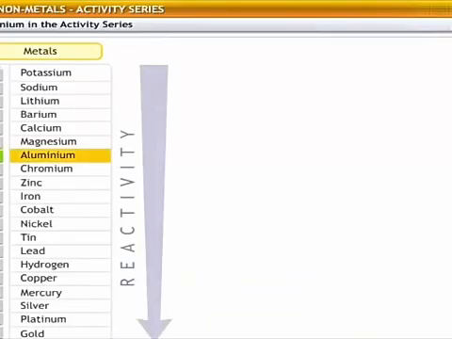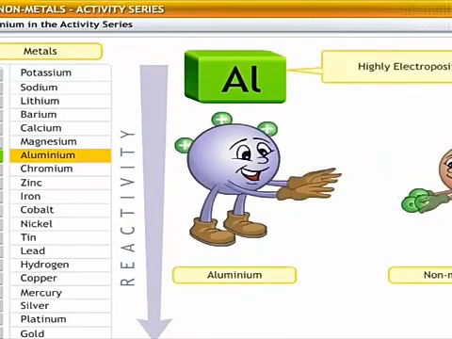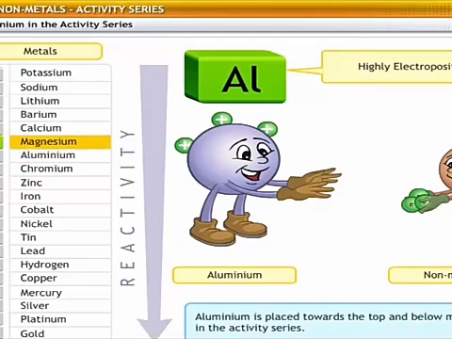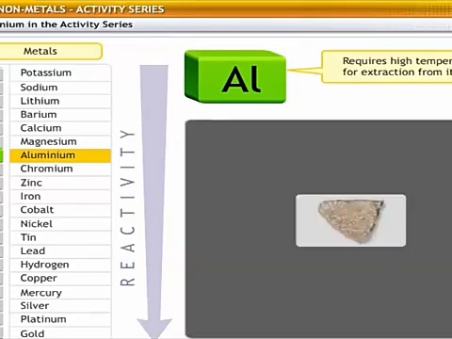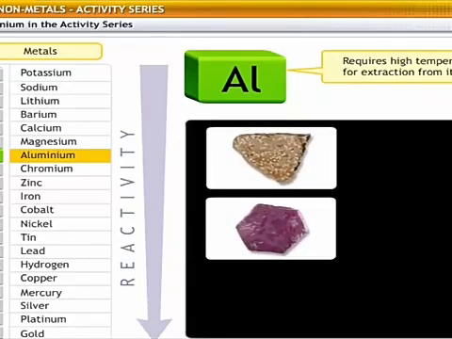Let's now take up aluminium, a well-known metal in the activity series, and analyze its properties as well as the method for its extraction. Aluminium is a highly electropositive element and so forms positive ions. Therefore, it is placed towards the top and below magnesium in the activity series. It is not viable to use carbon reduction as a method for extraction of aluminium because the metal needs to be heated to very high temperatures in this method. Therefore, aluminium is extracted from its ores using electrolysis.